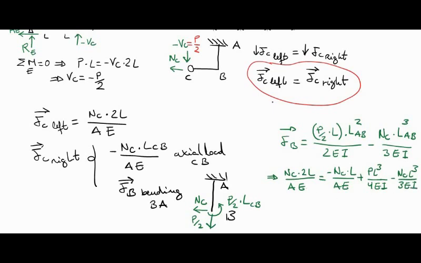Okay, so now we have to take into account that the deflections because of axial load, this term and this term, are very small in comparison to the deflections because of bending. Okay, so 0 equal to PL cubed divided by 4EI minus N sub C L cubed divided by 3EI, so N sub C is equal to 3 divided by 4 P.